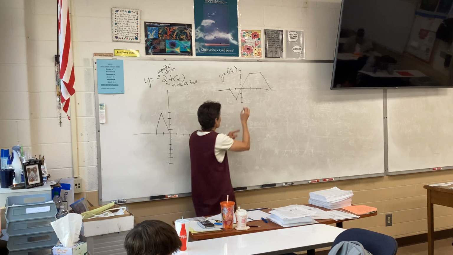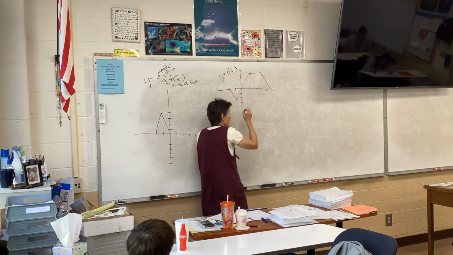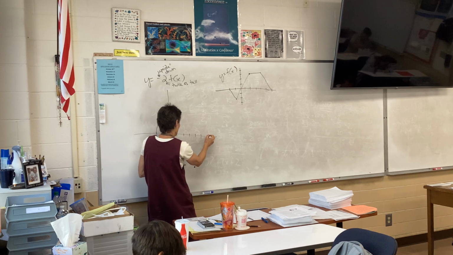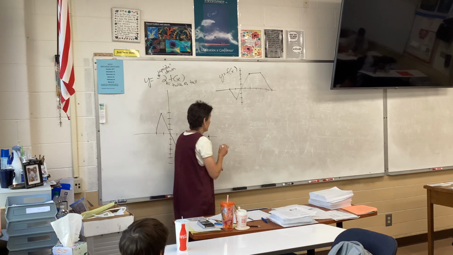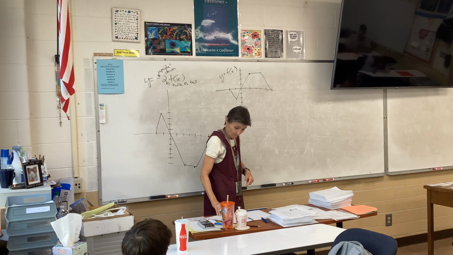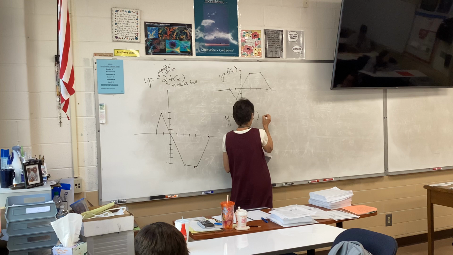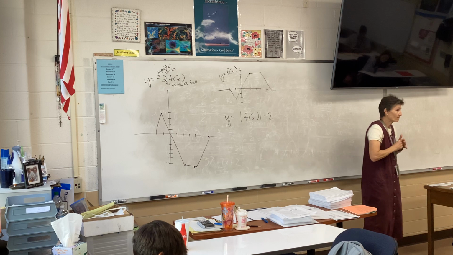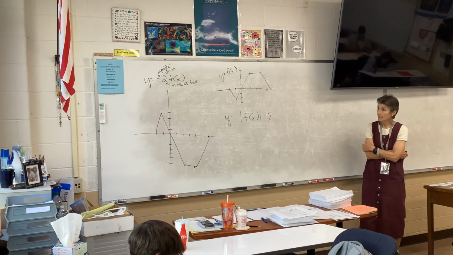So look, see this point right here on the original is over 2, up 3. Well, now you're going to go over 2, down 6. Over 4, down 6, and back to the axis. So that's a picture of that. Anybody have a question about that? All right, let's look at the next one.